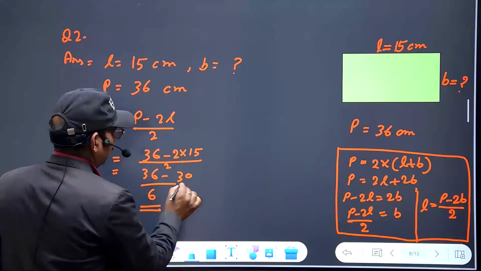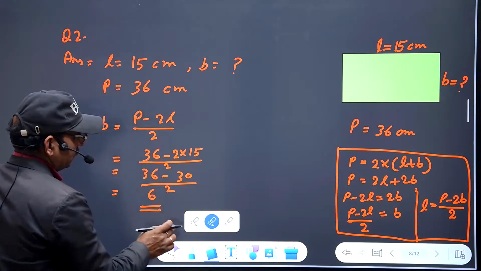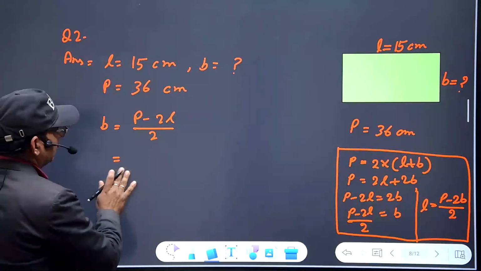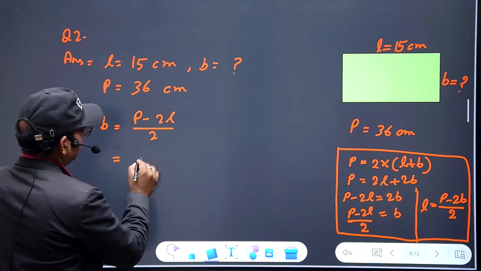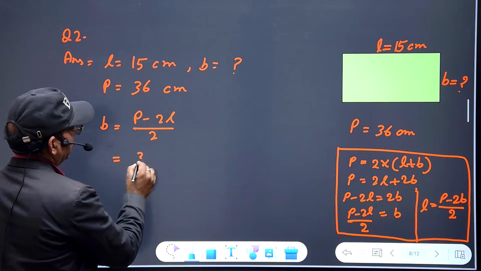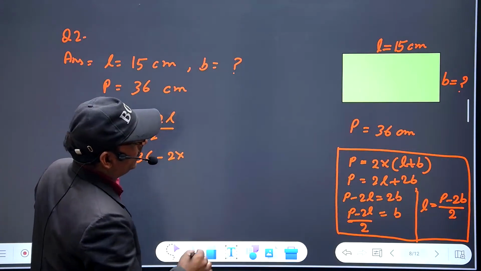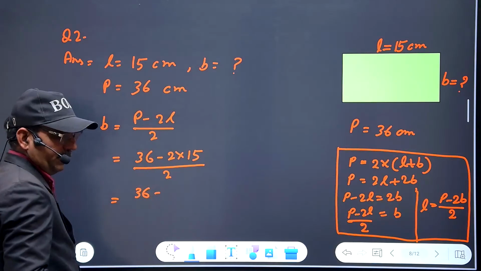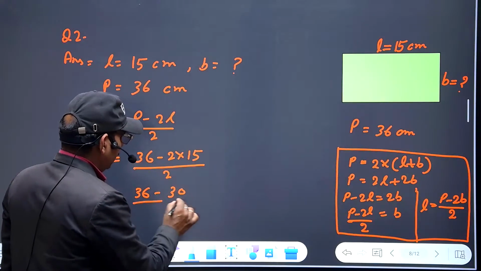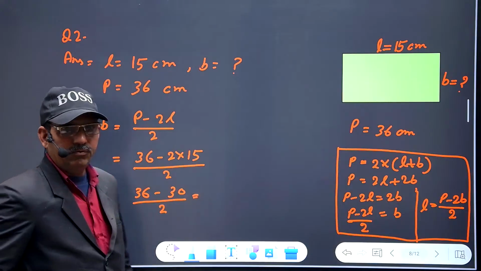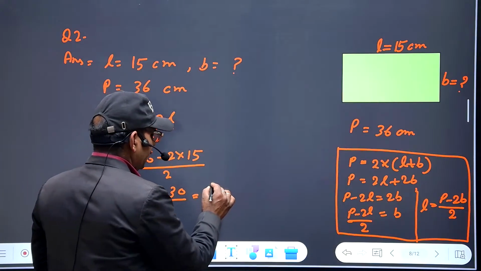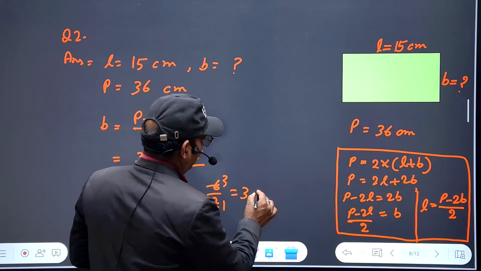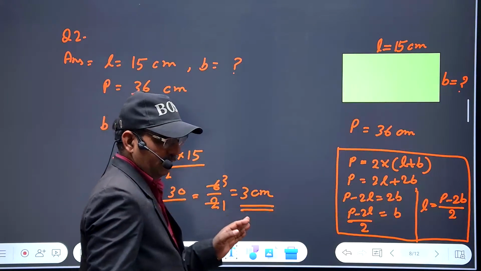Perimeter is given 36, minus 2 into L. L means how much is given? 15, upon 2. So 36 minus 30, what will you get? 6 upon 2. 2 ones are 2, 2 threes are 6, so what will come? 3 centimeter. Breadth will be 3 centimeter.